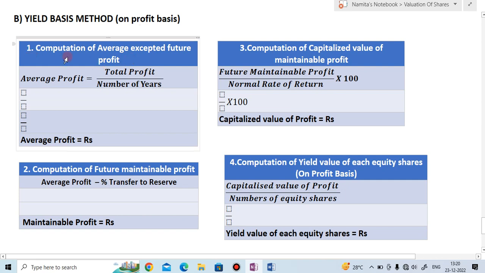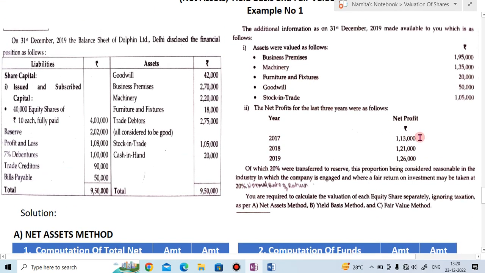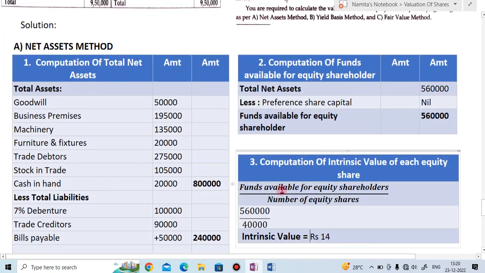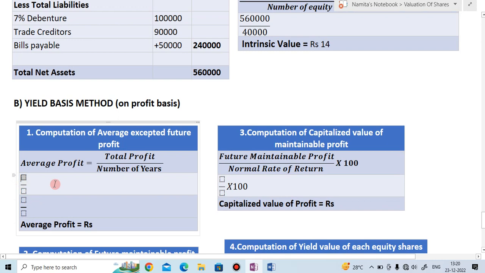So the first step is what? Computation of average accepted future profit. The formula is what? Average profit is equal to total profit divided by number of years. In the question the net profit for the last 3 years is given. So profit is how much? 1,13,000, 1,21,000, 1,26,000. So this is the profit for each year, and the number of years is how much? 3 years. So write down all the profit.